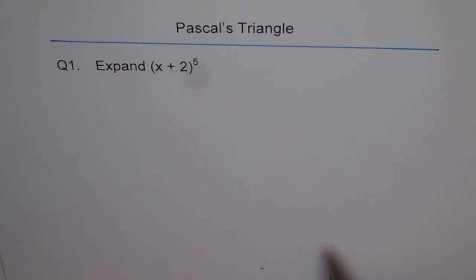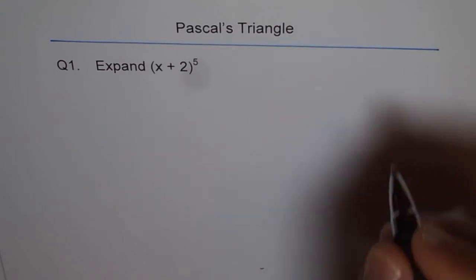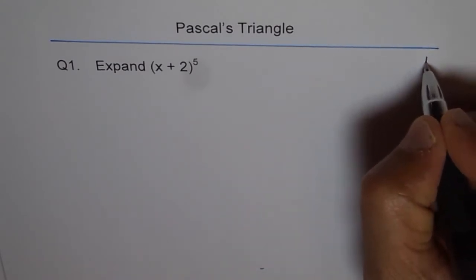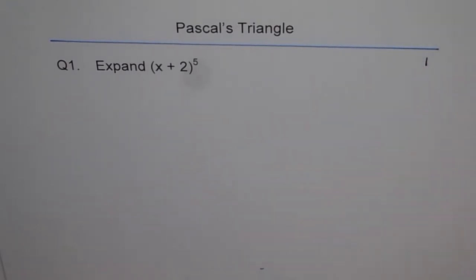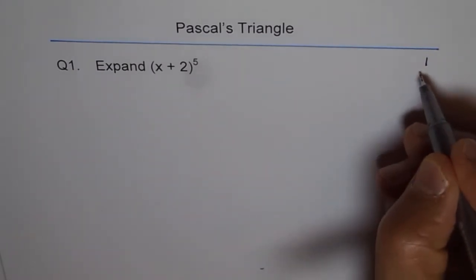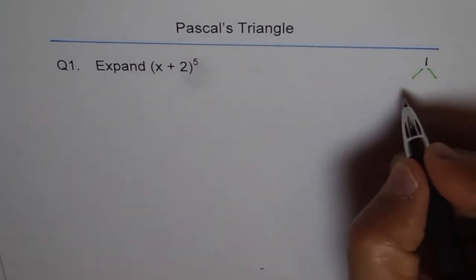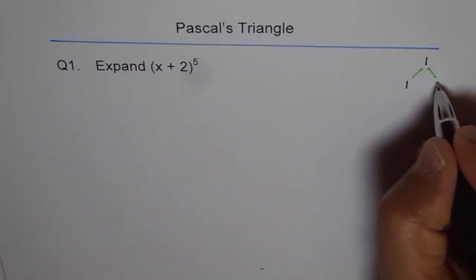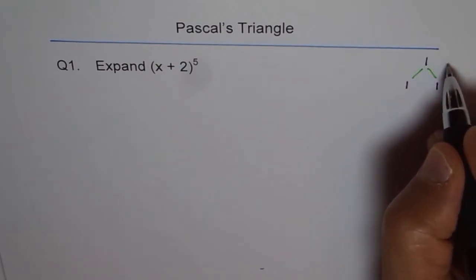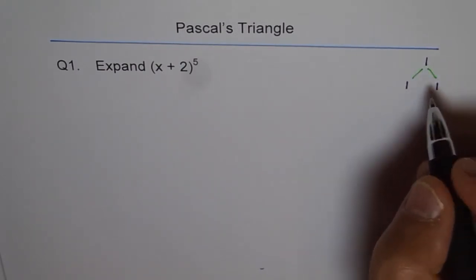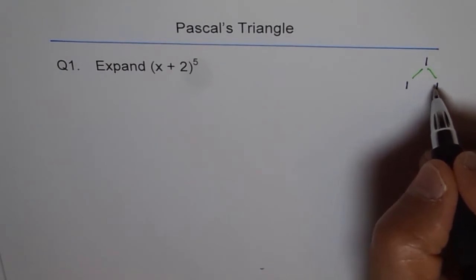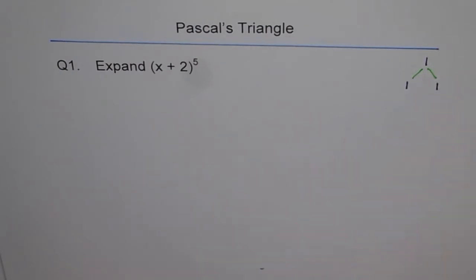the coefficients, right? So let's first make our Pascal's triangle, and let's start with number 1. It always starts with number 1. So as we go down on either side, there's only one way to go down. So we have 1 and 1, right? And this is the 0th row, and we have come to the first row. So here the expansion of (a + b)^1 will be a + b, correct?